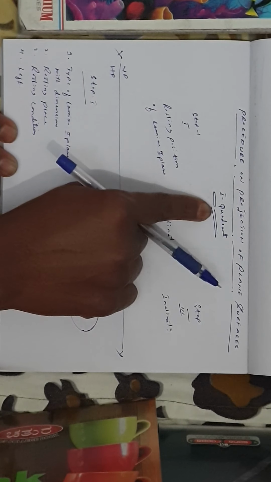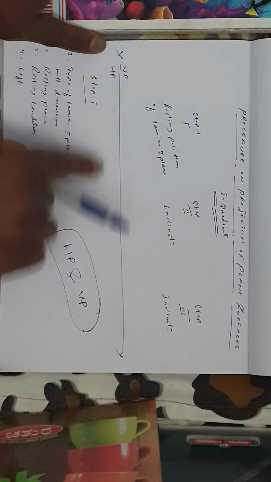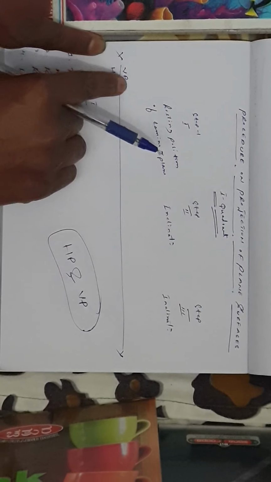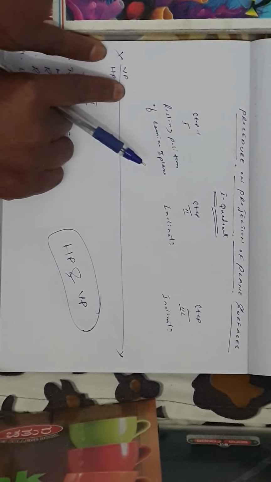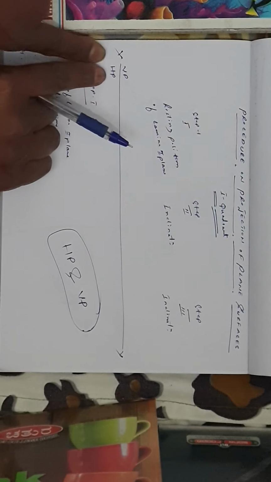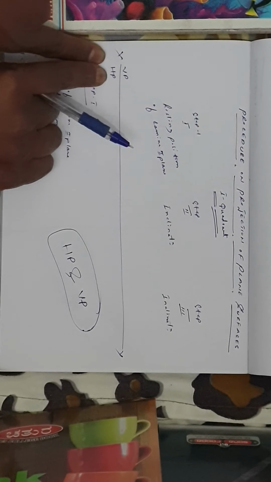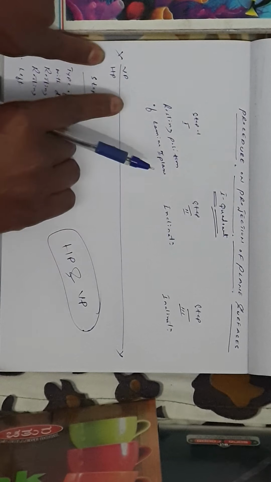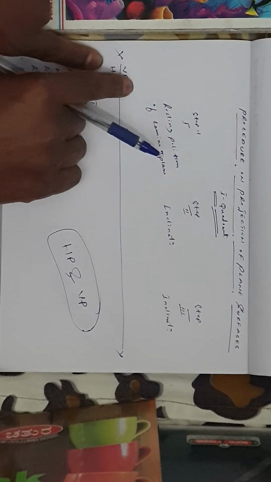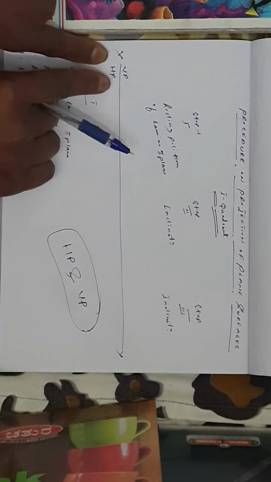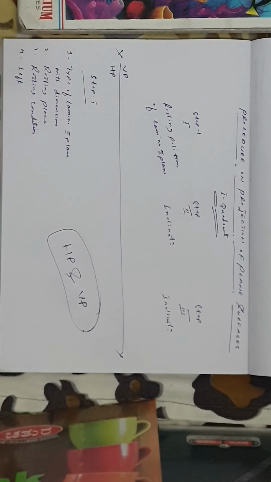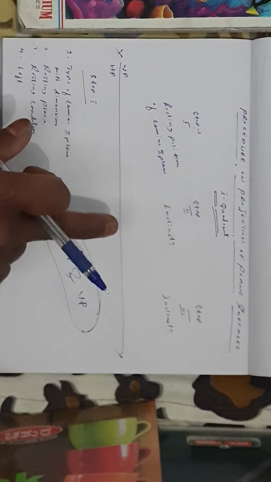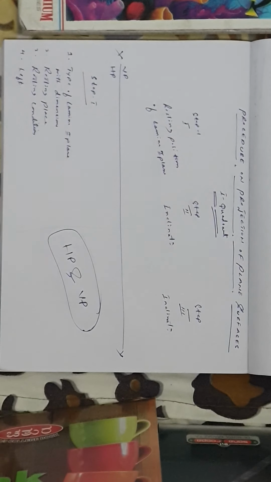You know the representation of the first quadrant: above the XY line is the VP, below the XY line is the HP. On the VP is always the projection of the front view, on the HP is always the projection of the top view. The projection of the front view always falls on the VP, the projection of the top view always falls on the HP. So this is the representation of the first quadrant, and all 50 problems as per the VTU laboratory copy we need to solve in the first quadrant.